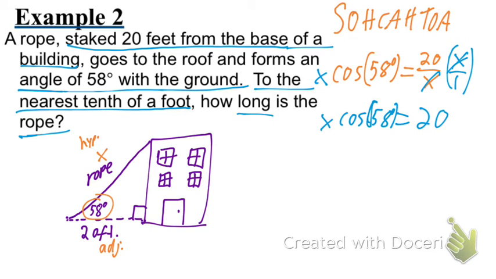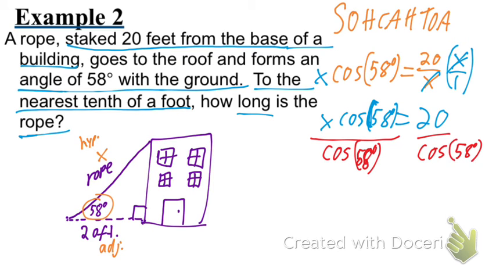Now, is x by itself right now? No. So what is happening with x? It's being multiplied with the cosine of 58 degrees. There's secretly a 1 in front of it, too. How do we undo multiplication? Divide. So we're going to divide by the cosine of 58 degrees. We're not dividing by 58 because we're not multiplying by 58. We're dividing by the cosine of the angle because we're multiplying by the cosine of the angle.